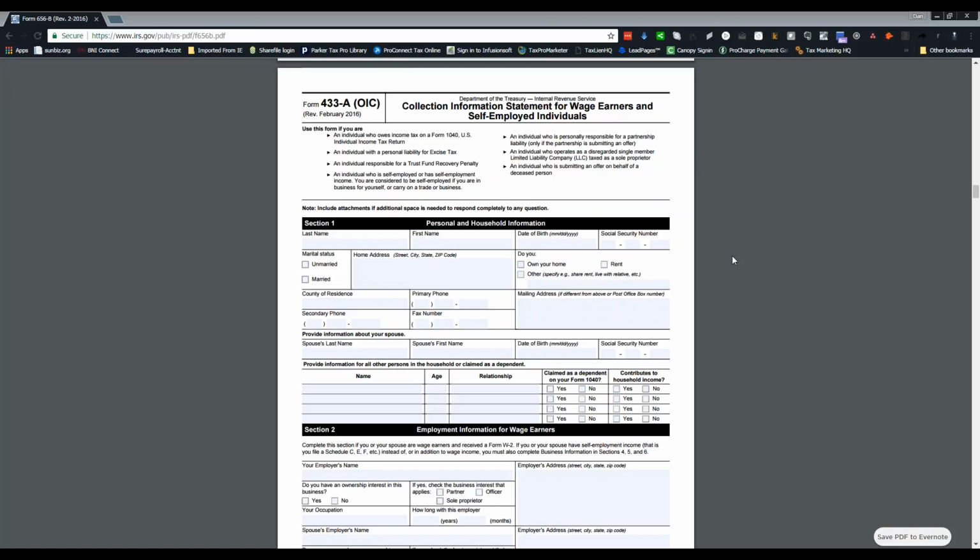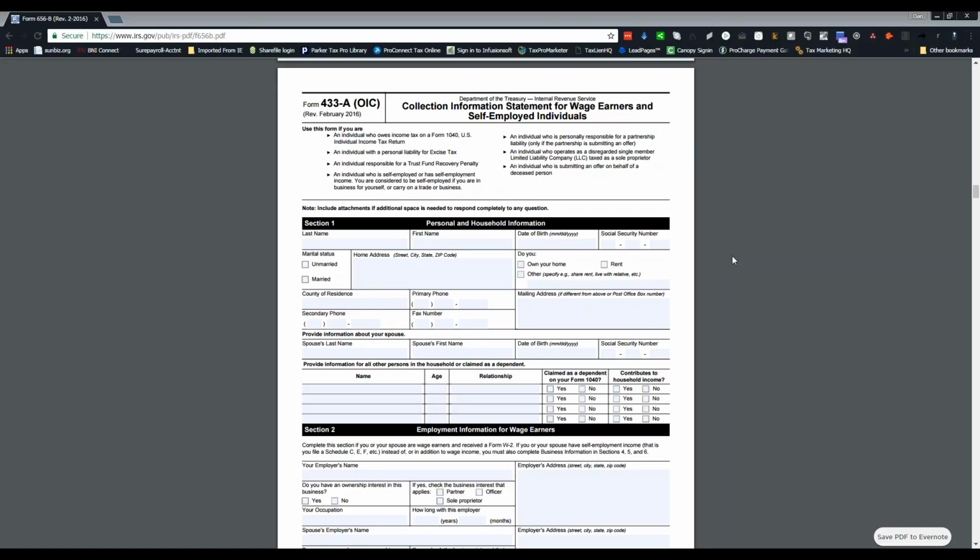Let's see. Frankie asked a question: after the offer and compromise is accepted, does the client have to file by April 15th each year, or can they go on extension? Frankie, the normal rules apply, so they can extend. They just can't have a liability. Remember, extension only counts for the filing of the return, not the payment of the liability.